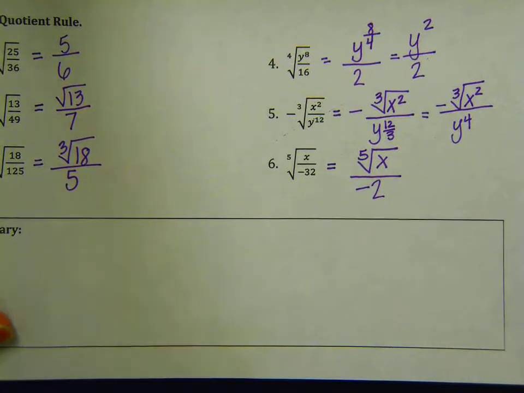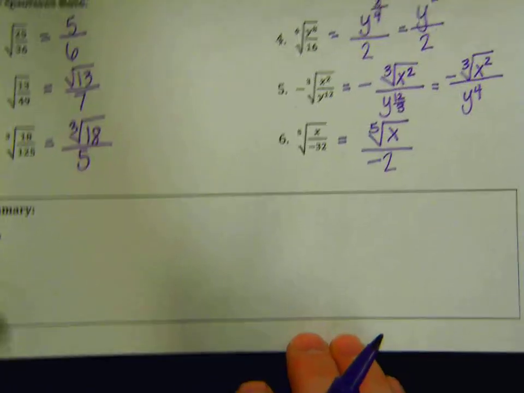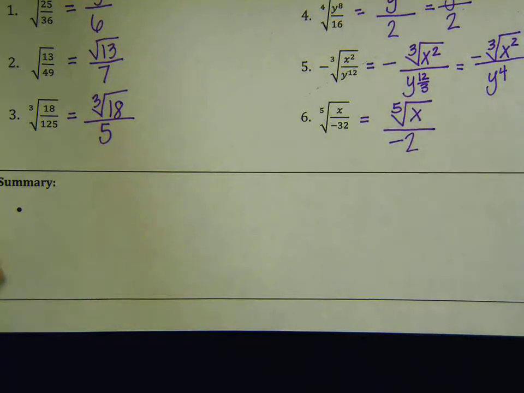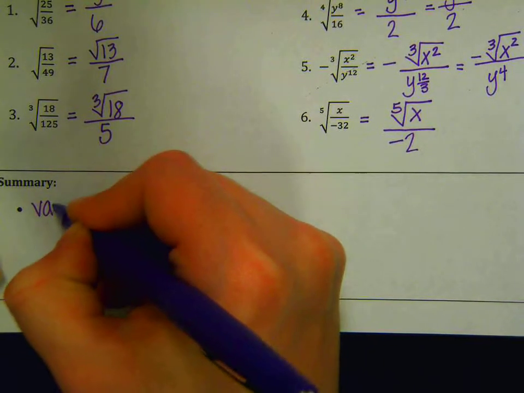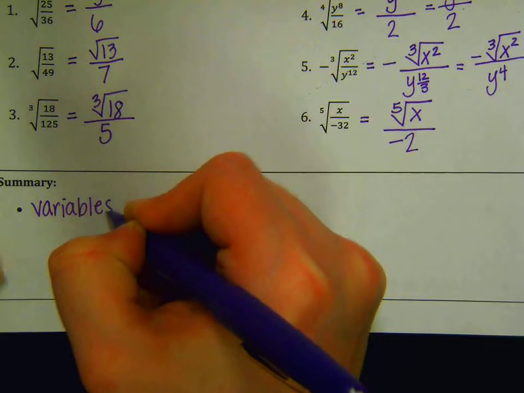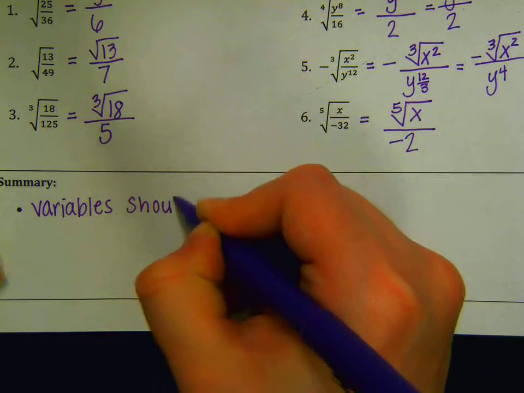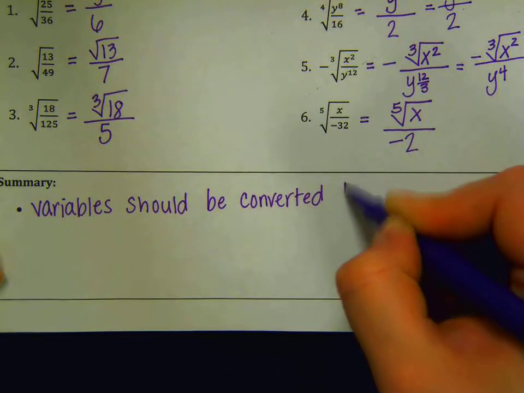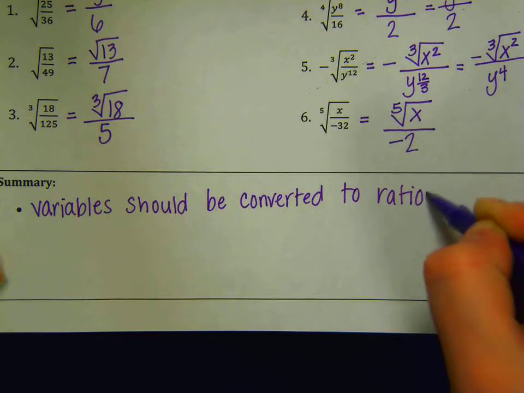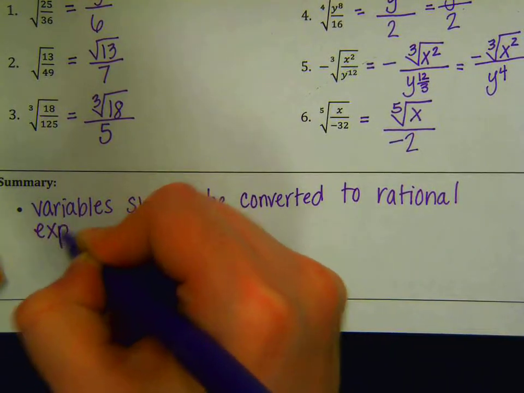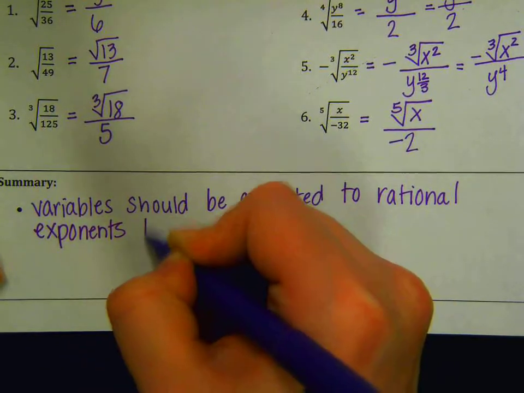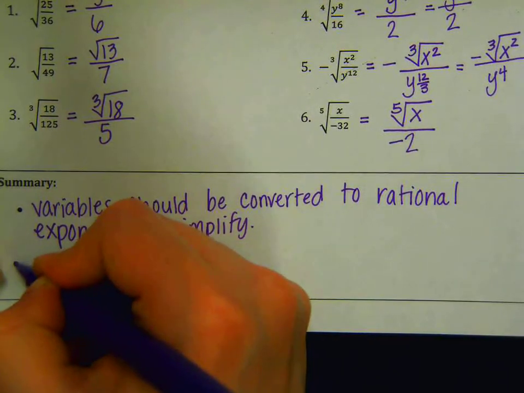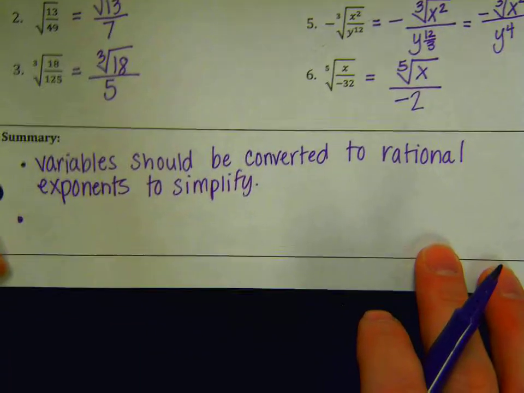So the first thing you want to write down in your summary is that what we did with the variables was convert them to rational exponents. The variables should be converted to rational exponents to simplify. And we want to make sure that we're treating the numerator and denominator separately.